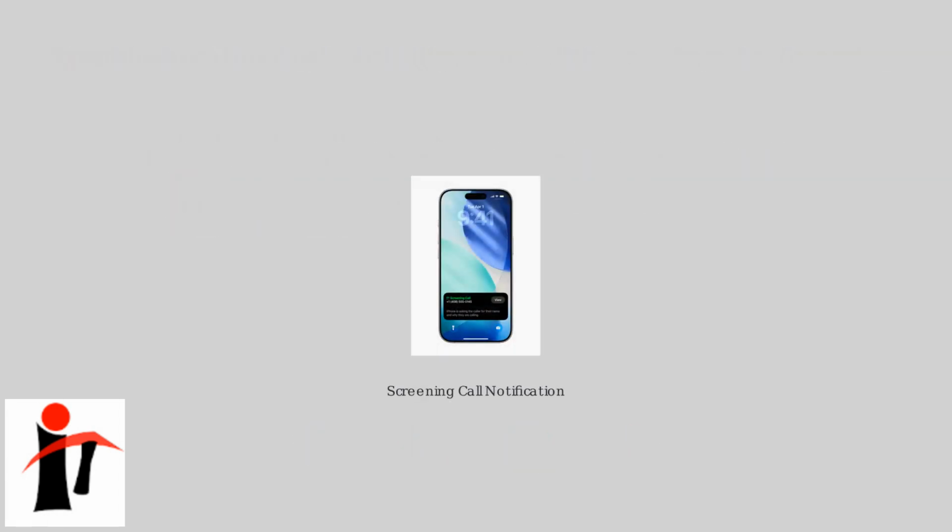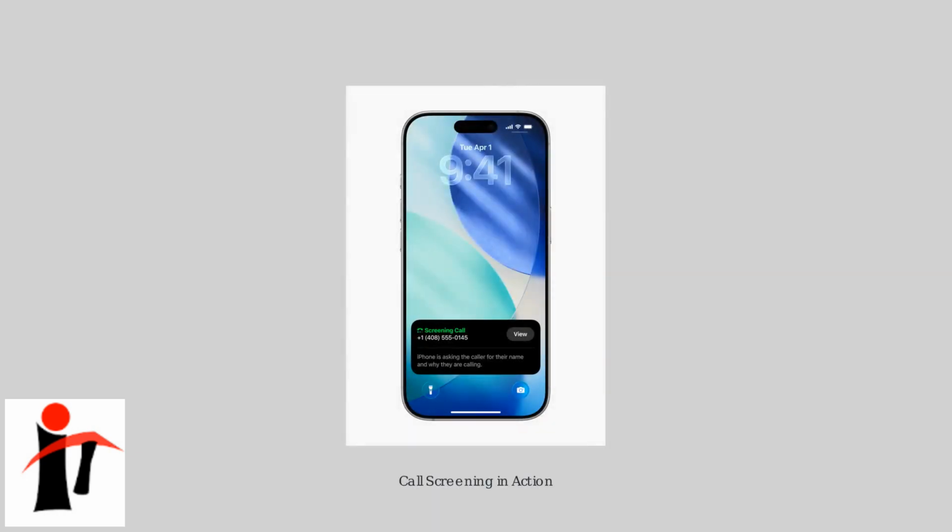For example, when you receive a call from an unknown number, call screening intercepts it and asks the caller for their name and reason for calling, as shown here. The feature displays a notification on your lock screen, giving you options to manage the call.